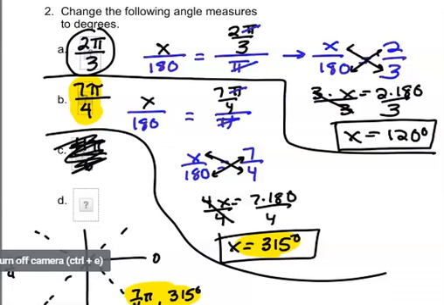But again, whether you're going degrees to radians or radians to degrees, you're going to go degrees over 180 equals radians over pi. And if they give you radians, you put it over pi. If they give you degrees, you put it over 180.